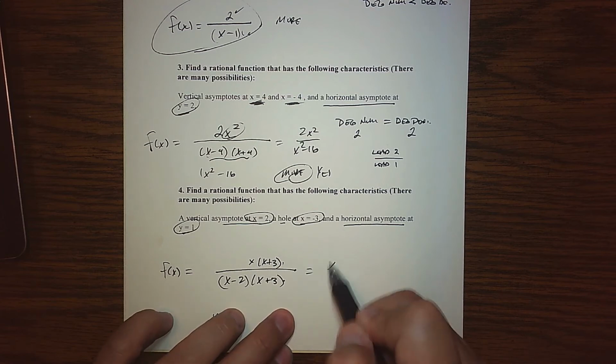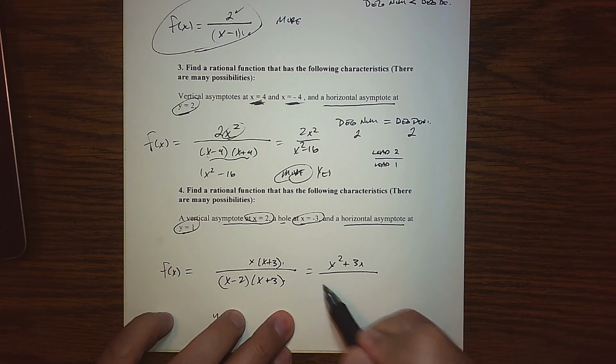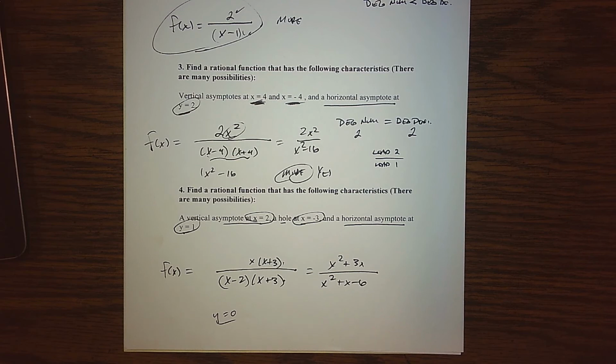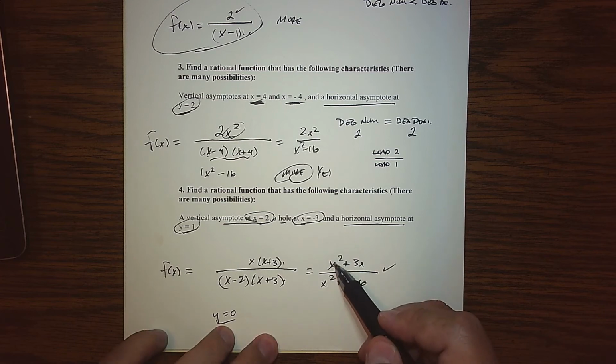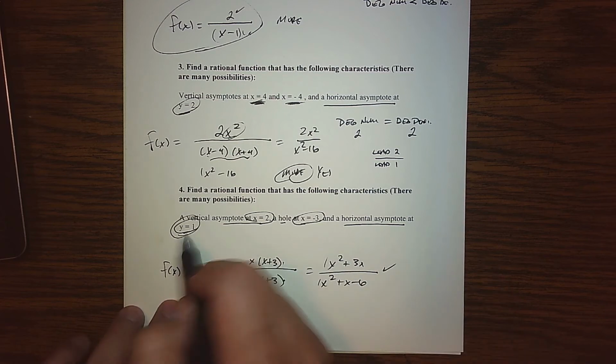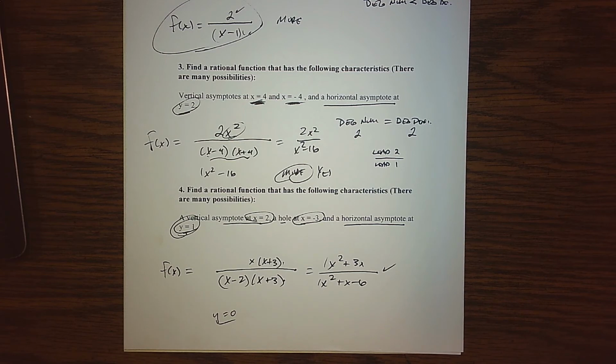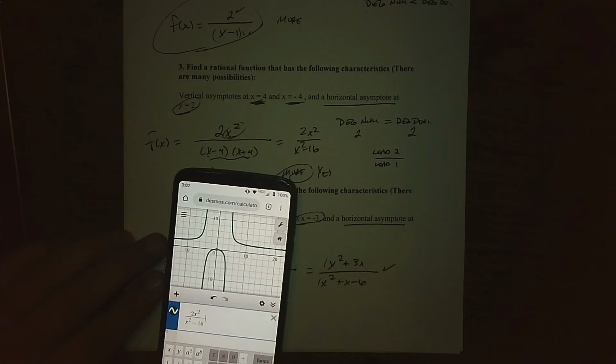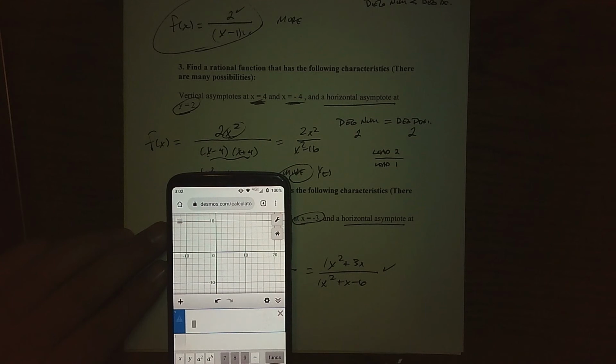So upstairs I have x squared plus 3x, and downstairs, if I FOIL that out, I believe I have x squared plus x minus 6. So there is a function that I think does the trick. My lead coefficient divided by lead coefficient gives me a horizontal asymptote of 1. And so again, just to verify that, let me clear this out, right? We've got x squared plus 3x, and we're dividing that by x squared plus x minus 6.